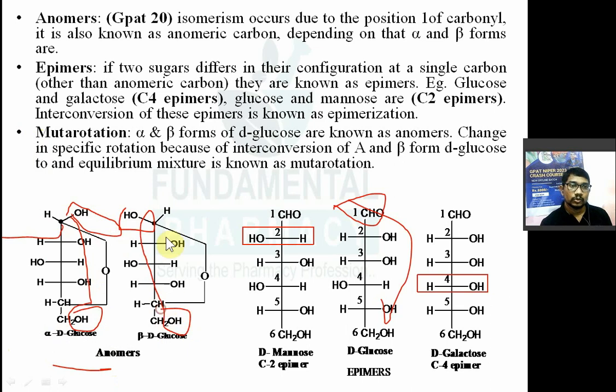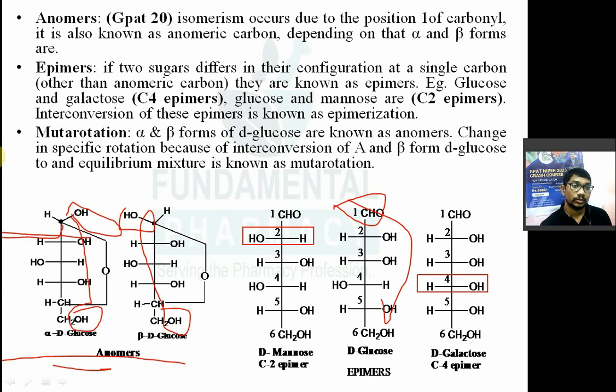So the isomerism that occurs due to the cyclization, due to the reaction of the C5 OH with the aldehyde group. Cyclization takes place and carbon number 1 becomes asymmetric. Normally it is symmetric, but after cyclization it becomes asymmetric, and that carbon is known as the anomeric carbon atom. Due to the difference in the arrangement of the hydroxyl group and hydrogen at the anomeric carbon atom, there are two isomers, alpha and beta, known as anomers.